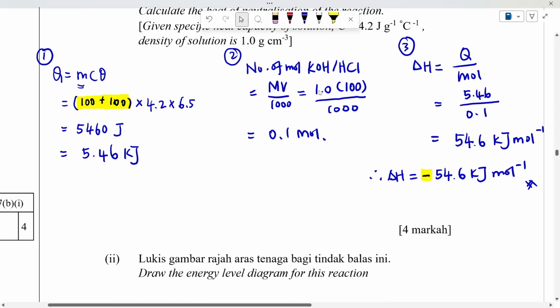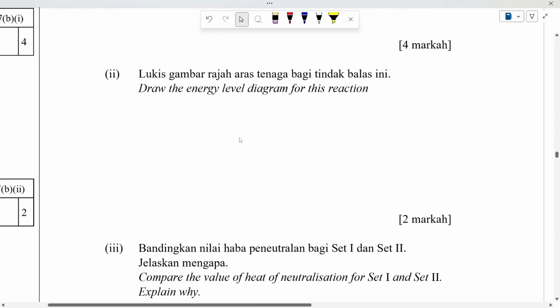Okay, then energy level diagrams. This one I would like you to try. Draw the energy level diagrams.